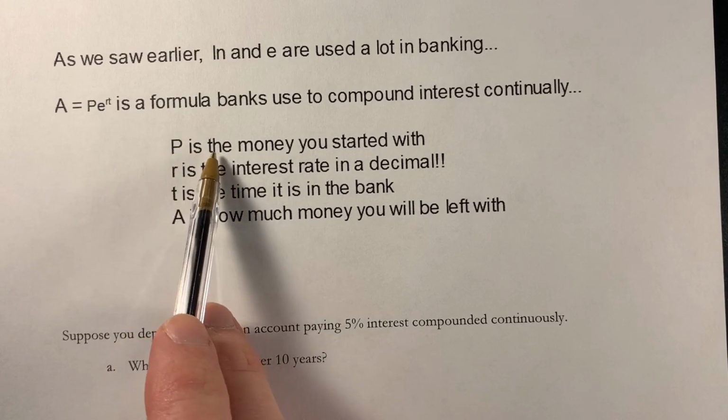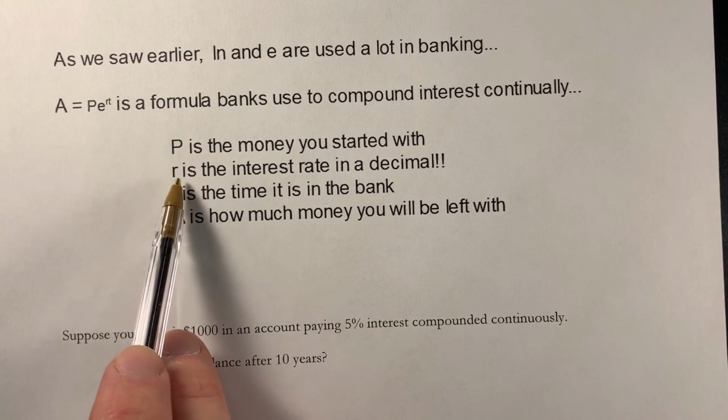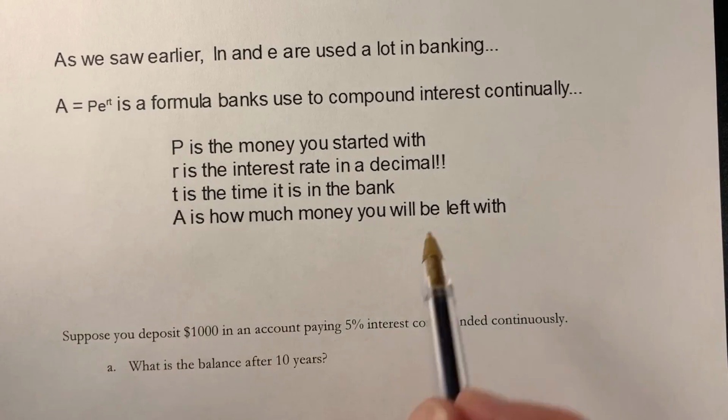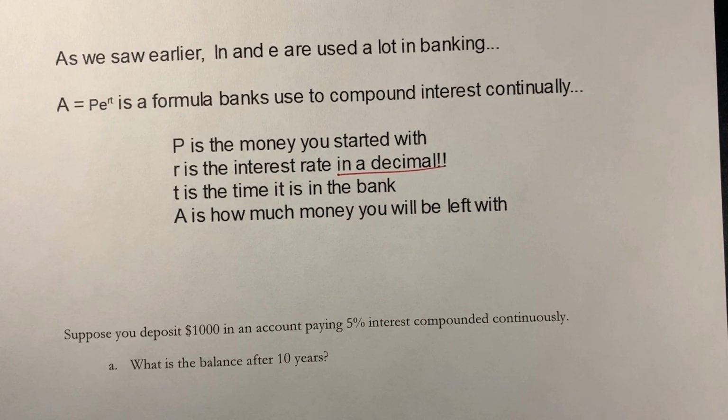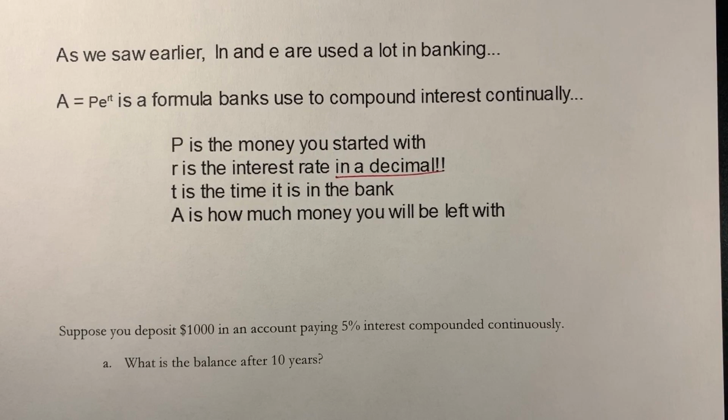This formula, A equals P times e to the rt power, is used for compound interest. P is the amount you started with, that's the principal. R is the interest rate, and it is to be written in a decimal. T is the time that the money is in the account, and A is how much money you will be left with in the end.